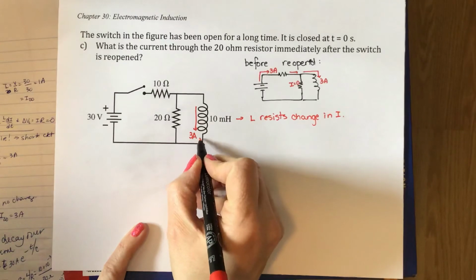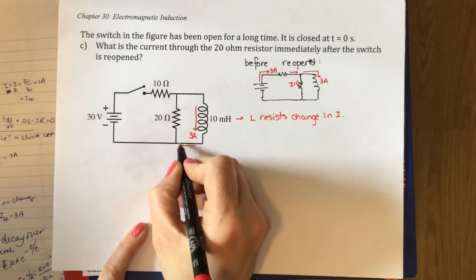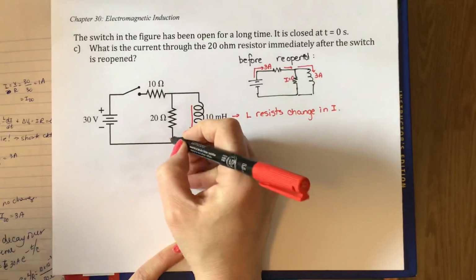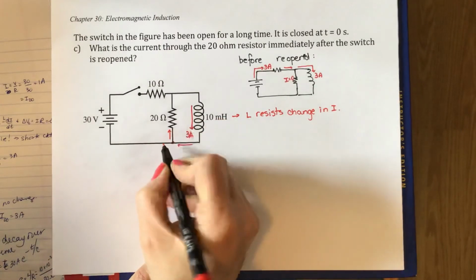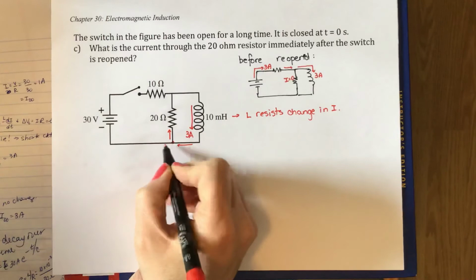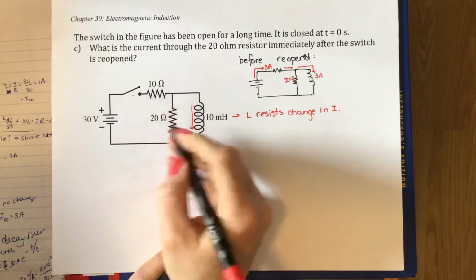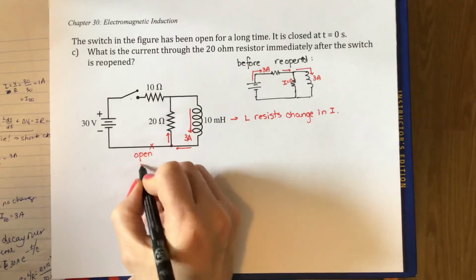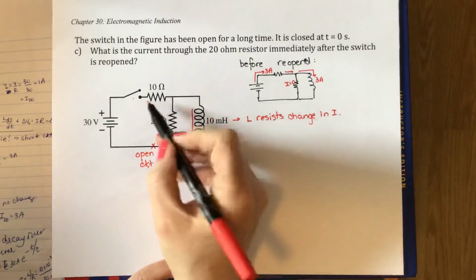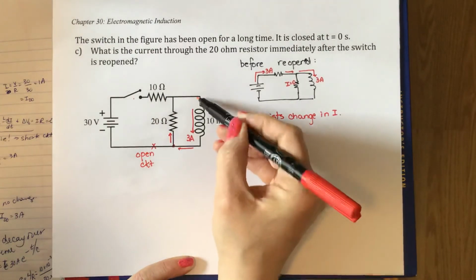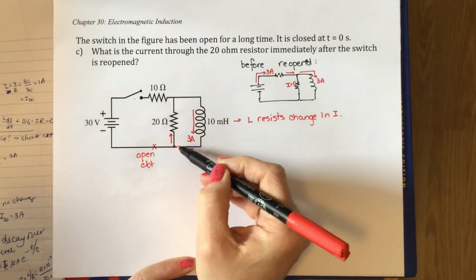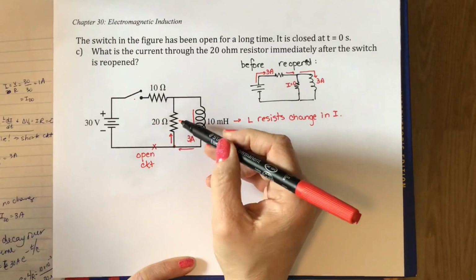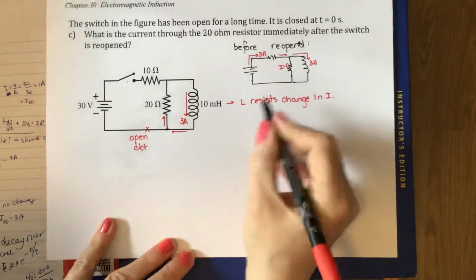So the current flows down through here, flows right here, and it gets to a branch in the circuit. What can happen at this branch? Part of the current could go up here, or part could go here. But it can't go through this branch because this is an open circuit, because the switch is open. So immediately after the switch is opened, we still have 3 amps going through here, but as soon as we open the switch, we force the current through the 20 ohm branch.